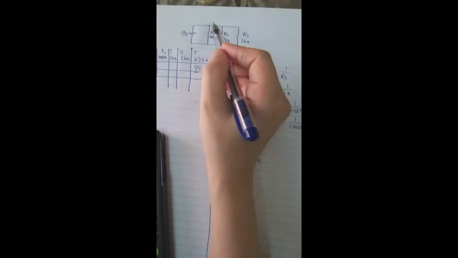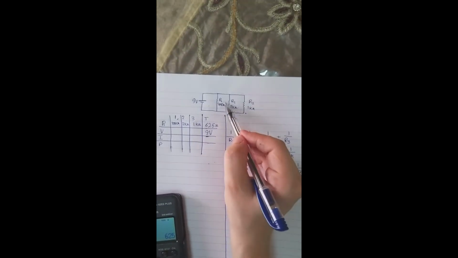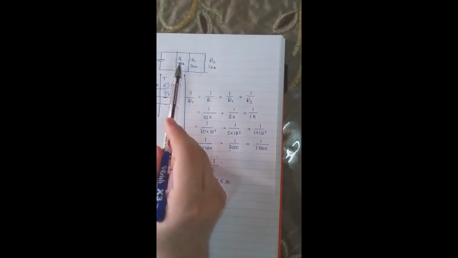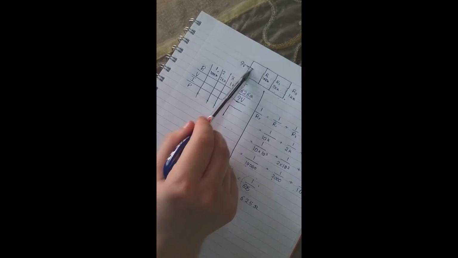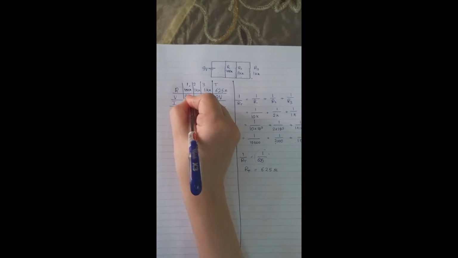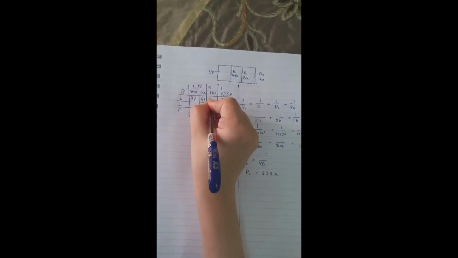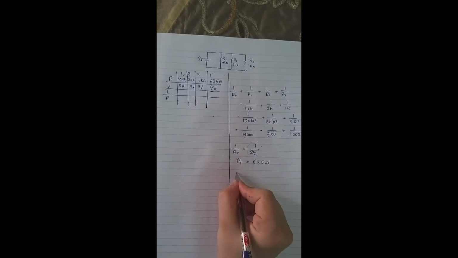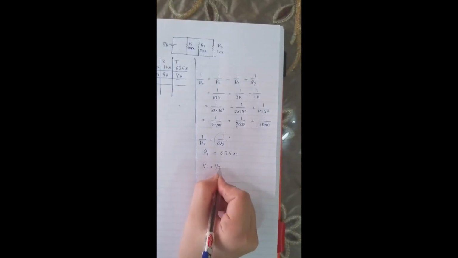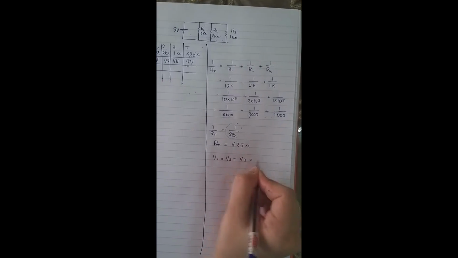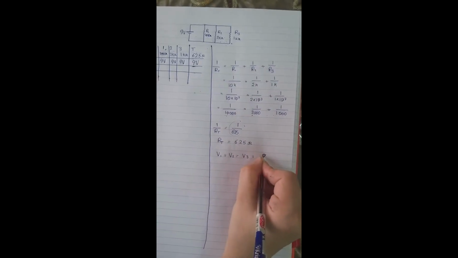Next step is to find V1, V2, V3: the voltage across this resistor, the voltage across this one, and the voltage across this branch. In a parallel circuit, all branches will have the same voltage drop, which is the same voltage of the voltage source or the power source. 9 volt, 9 volt, 9 volt. So V1 is equal to V2 and is equal to V3 is equal to 9 volt.